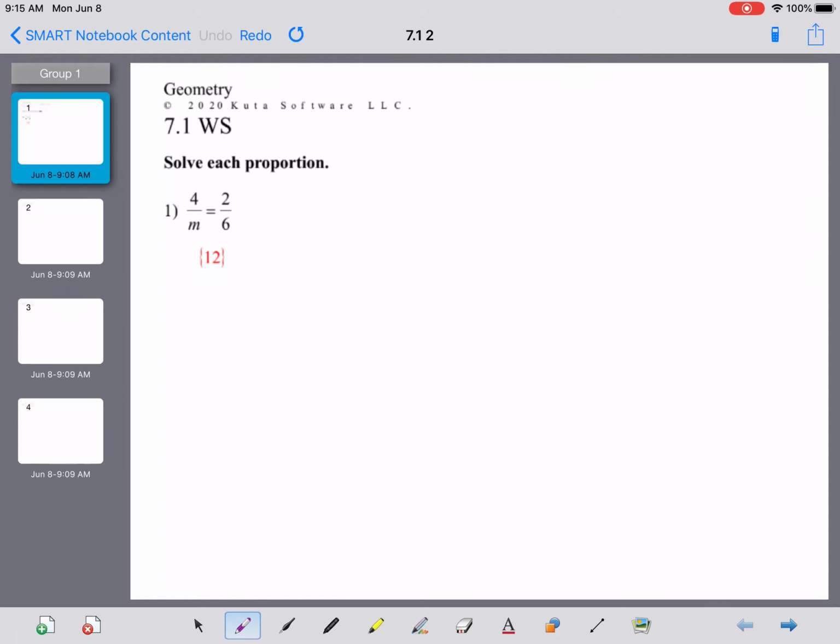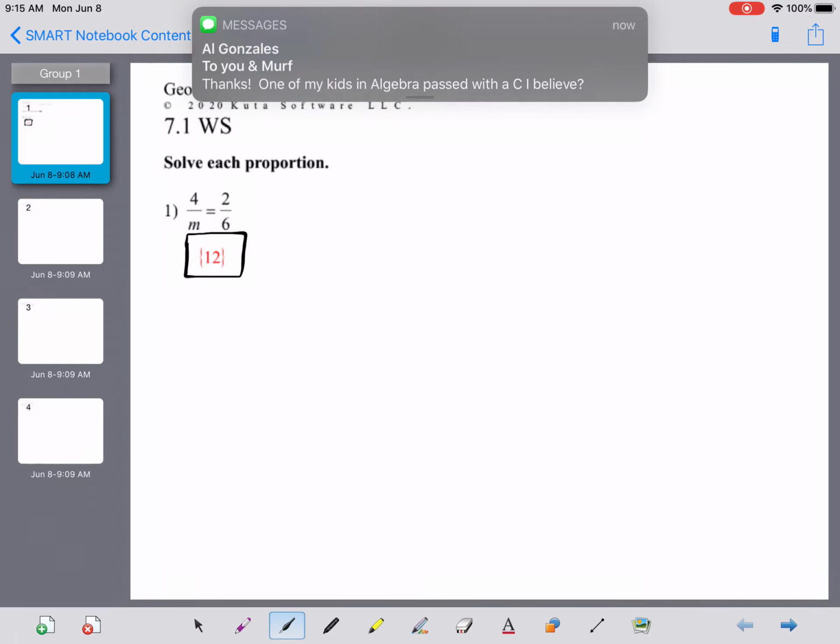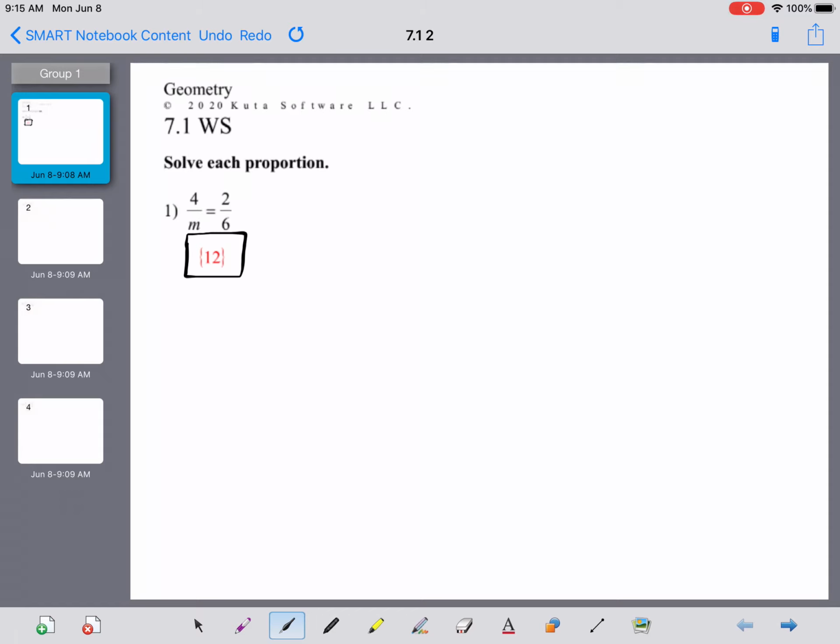Our directions right here are to solve each proportion. We have 4 over m is equal to 2 over 6. Now let me just point out right now that this number down here in a red set of braces, that is actually the answer to the problem. So we're going to try to do it this way for the summer. Every problem that you're going to see, the answer is given to you. So let's make sure we can get that.